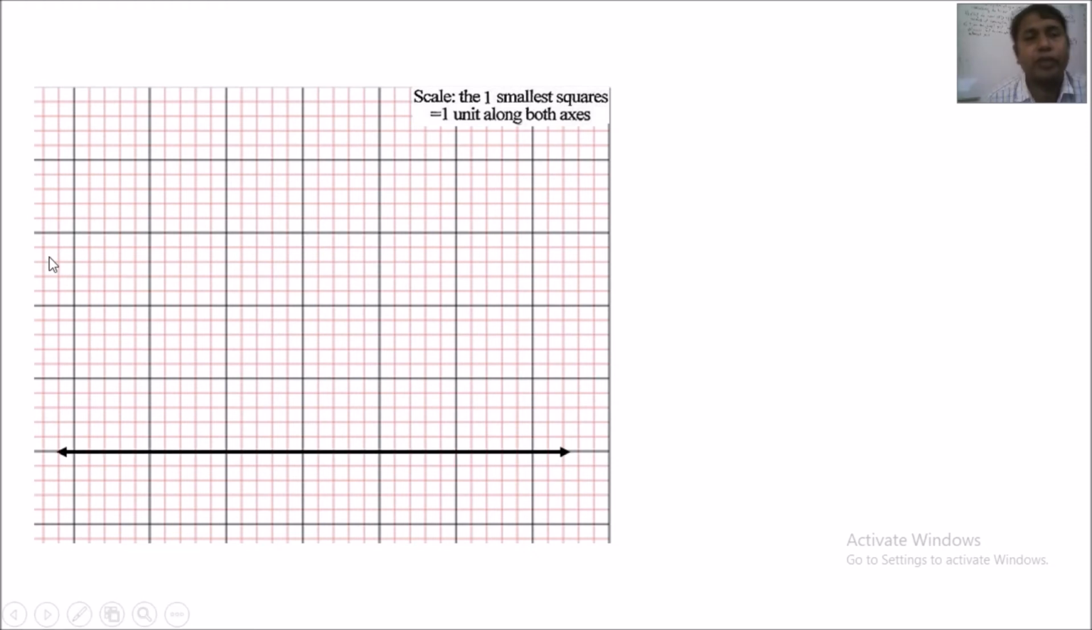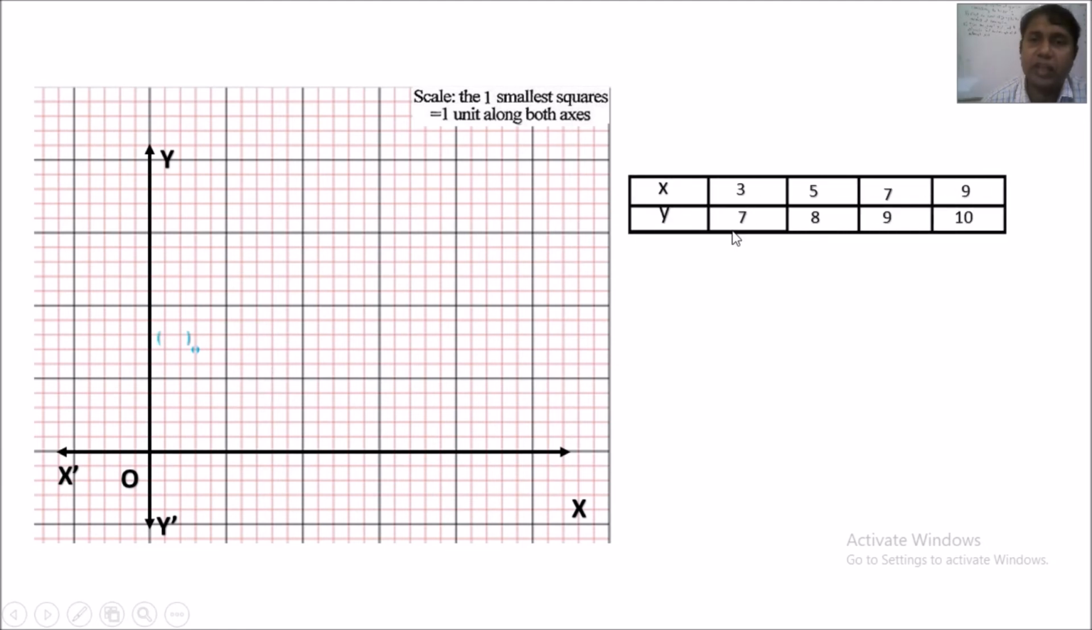So at first we are going to draw this one. You can see this line is called X'OX, the x axis, and Y'OY is our y axis. Now this is the table that we get from equation number 1. We don't need to draw it again. I am just going to show it here so that you understand properly. So at first, the first coordinate is what? 3, 7.